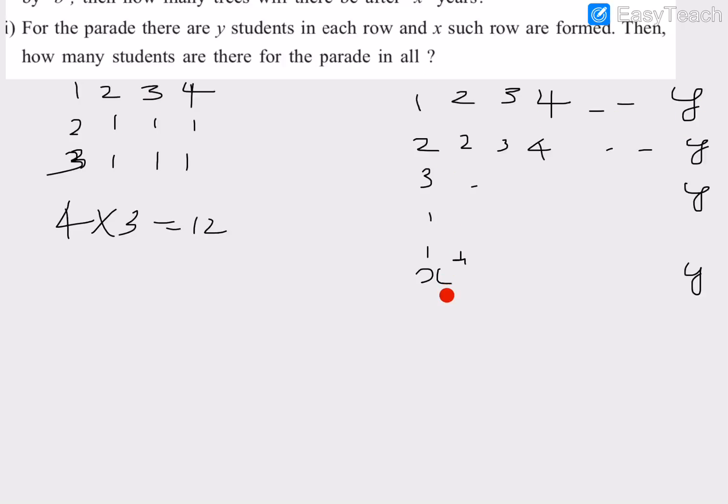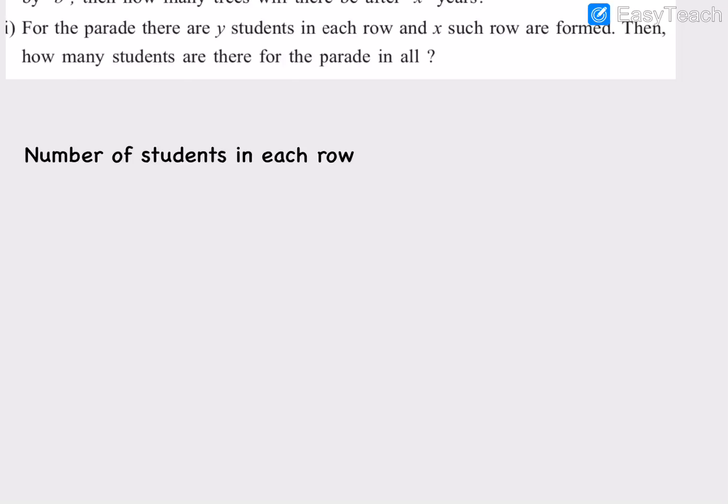So here y students are in the row and x such rows are there. So how will we find the answer here? X into y. X into y is xy. So xy students will be in this parade. So we can write it in the answer form.